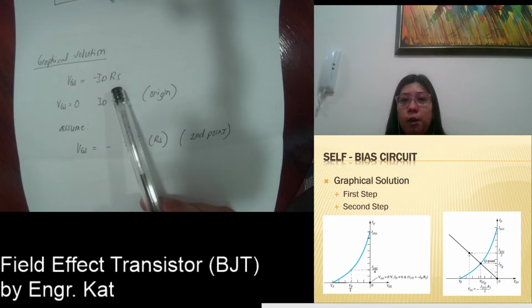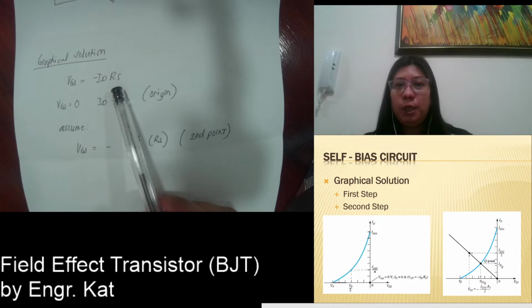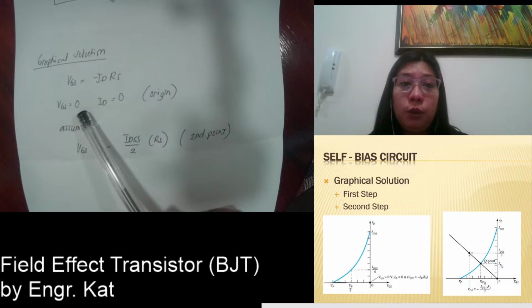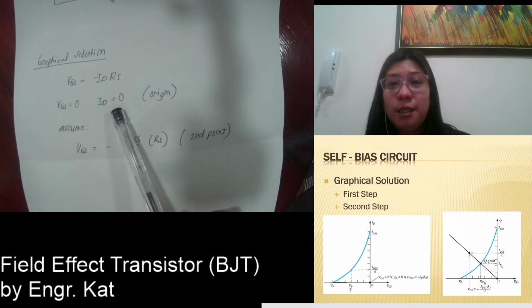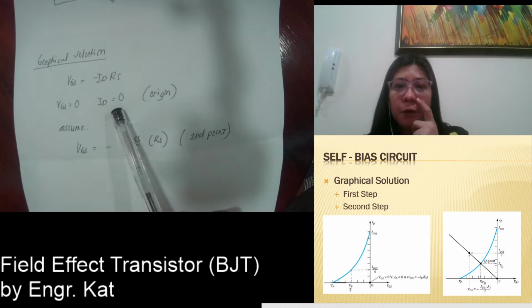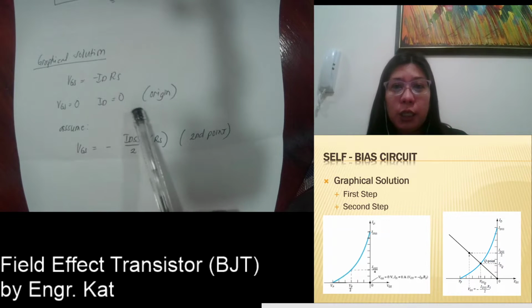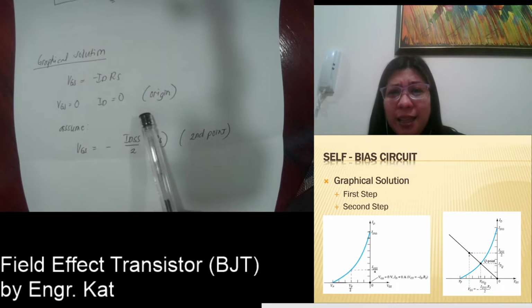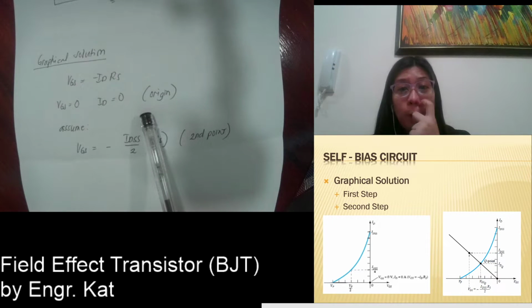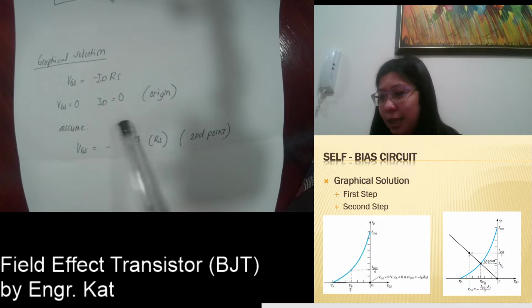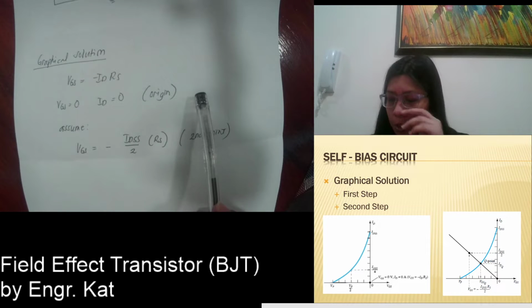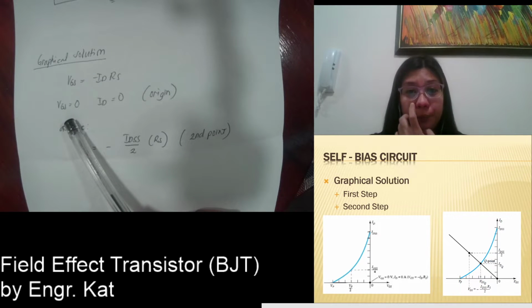Okay, so in order for us to draw a line, we need to plot 2 points. So what are those 2 points that we need to plot? So first is when we let your VGS is equal to 0, ID is equal to 0. So our first point actually lies at your origin. Okay, so your first point lies at your origin. And then the second is we have to assume. Okay, so we cannot get any more values here because if we let your ID is equal to 0, likewise, that will give us VGS is equal to 0.